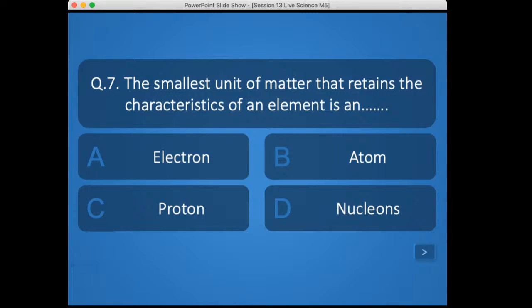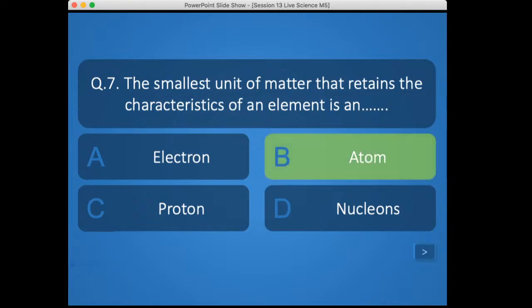Question 7. The smallest unit of matter that retains the characteristic of an element is an A. Electron, B. Atom, C. Proton, D. Nucleon. The correct answer is B, atom, which is from the Greek word atomos, meaning indivisible.